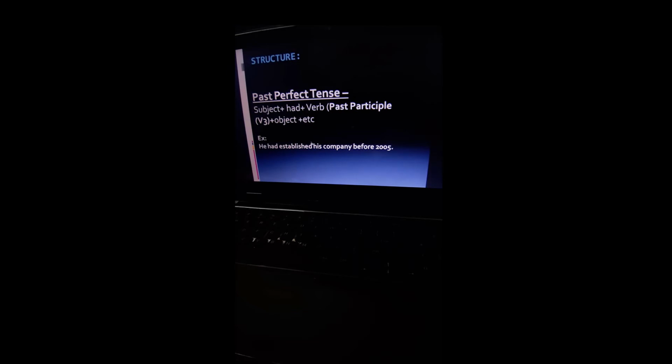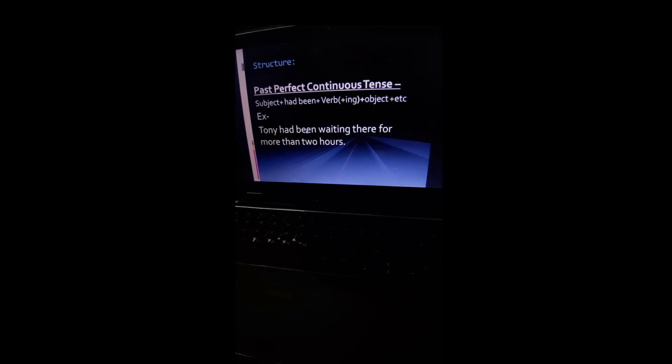Next, moving on to our last classification of past tense, which is past perfect continuous tense. Here perfect and continuous tense, so both are here.